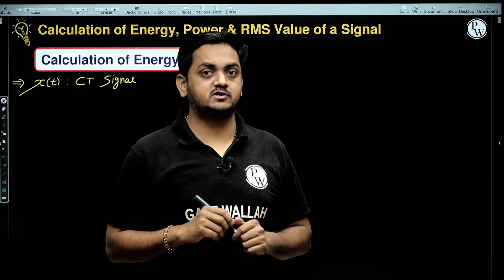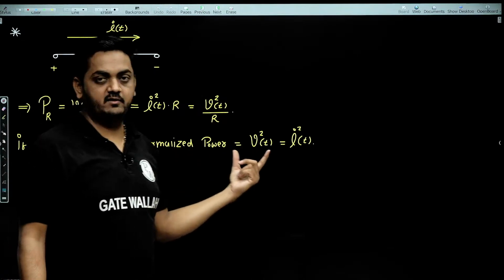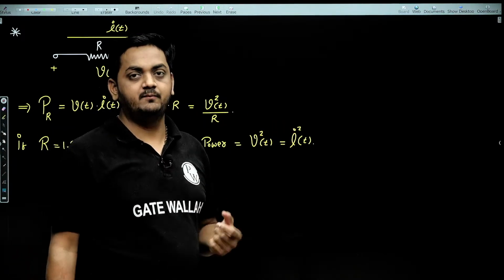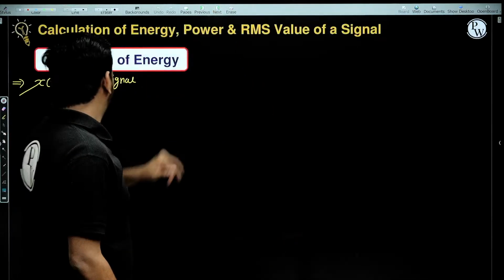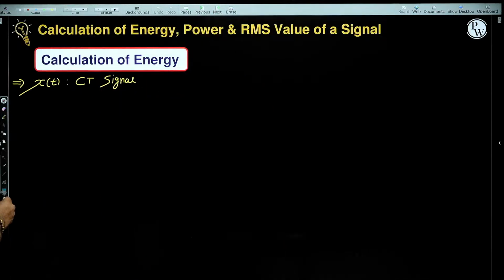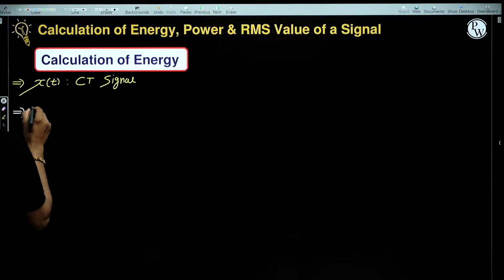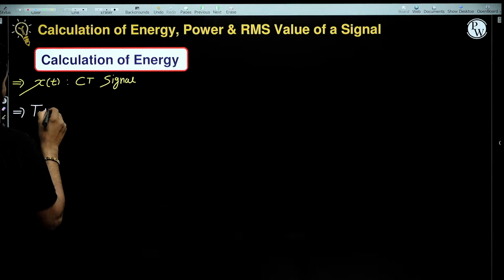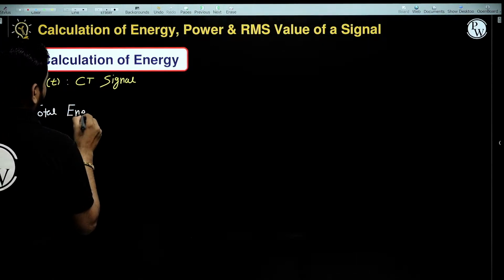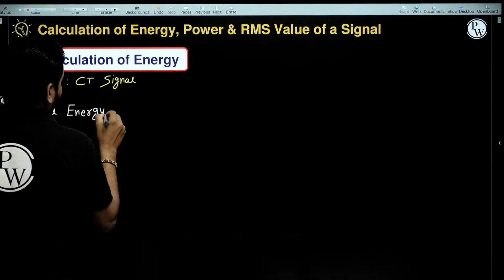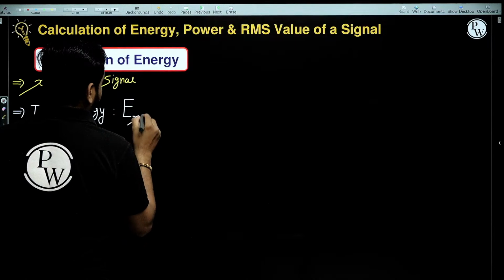But we will take the square. Why square? I told you, guys, we will not simply take v of t or i of t. We will integrate the square of the signal, guys. Correct? For the total energy. So if the signal is x of t, then the total energy of the given signal is given by the formula, the total energy notation is E, subscript signal x of t.